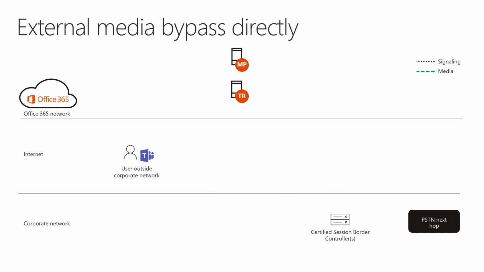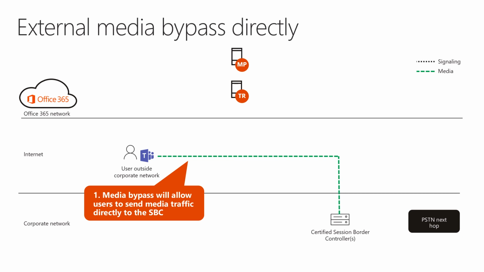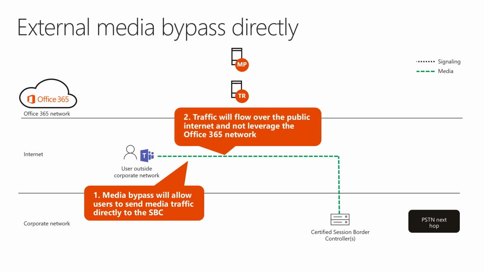Now let's look at an external media bypass scenario directly. Now the user that we're looking at is outside the corporate network. The user will try to connect directly to the certified session border controller and send the media. This traffic will flow completely over the public internet until it hits your corporate network, and then it will talk to the session border controller. So in this scenario, you will not go via the Office 365 network, and you cannot benefit from the quality that the Office 365 network can provide to you.